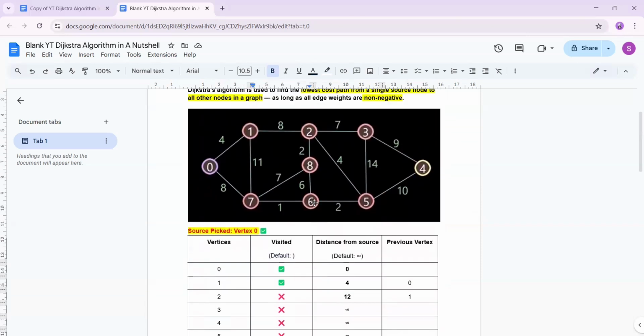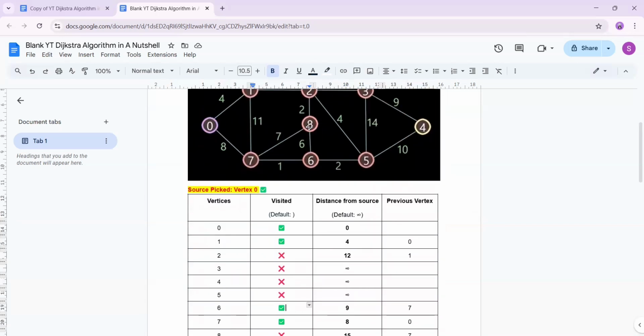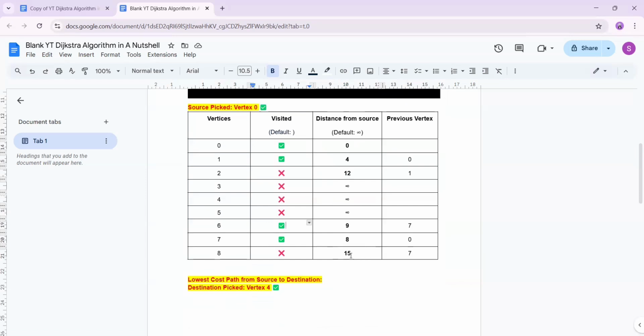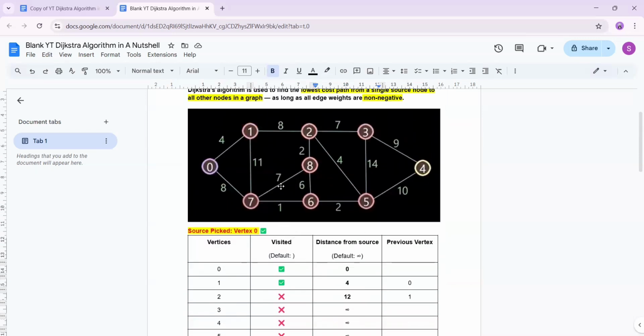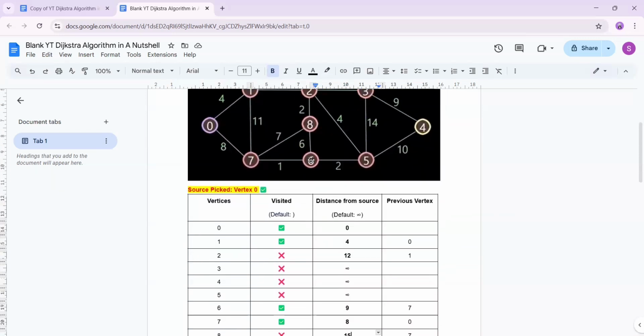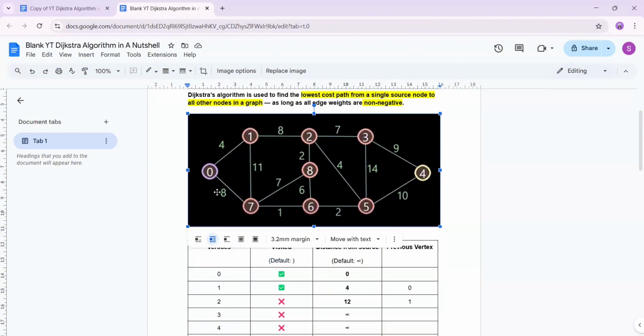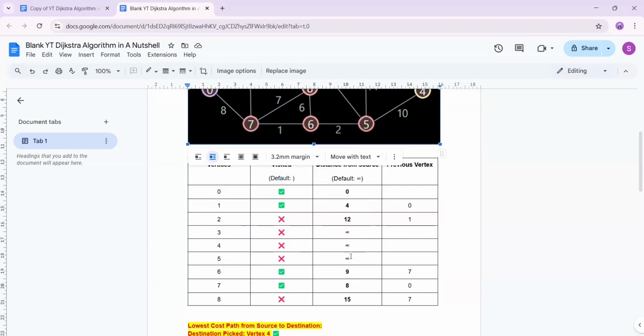Now from 6, I could only go to node 8 or vertex 5. Remember, I am interchanging the words vertex and node. It means the same thing. So from 6, I could go to 8 or I could go to 5. If I go to 8, my distance would be 8 plus 1, 9, 9 plus 6, 15, which is the same as the distance from source that we already wrote down, so we don't update anything. Or I could go from 6 to 5, which gives me a cost of 8 plus 1, 9, 9 plus 2, 11. So to 5, it will cost me 11.